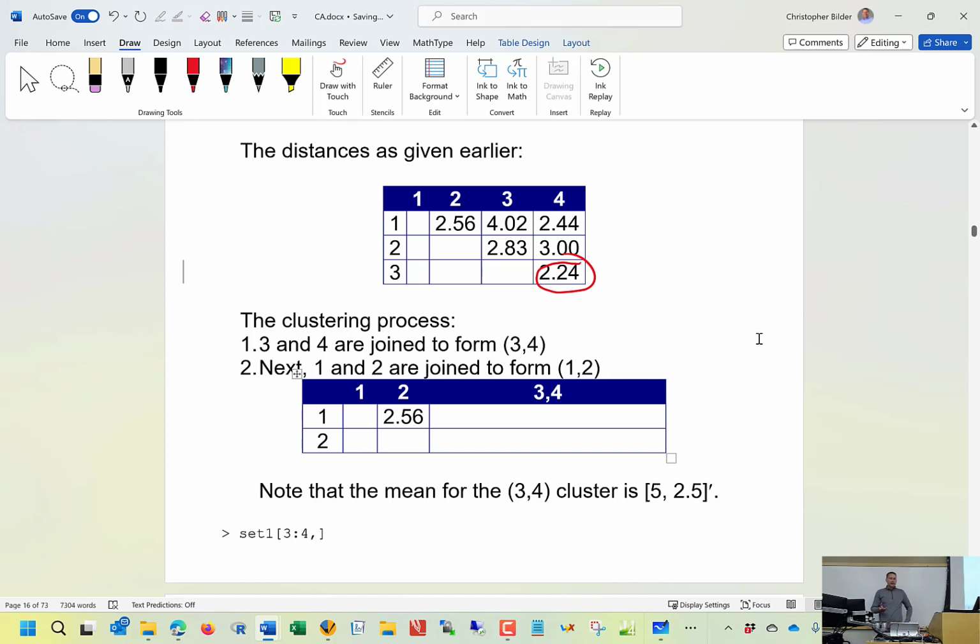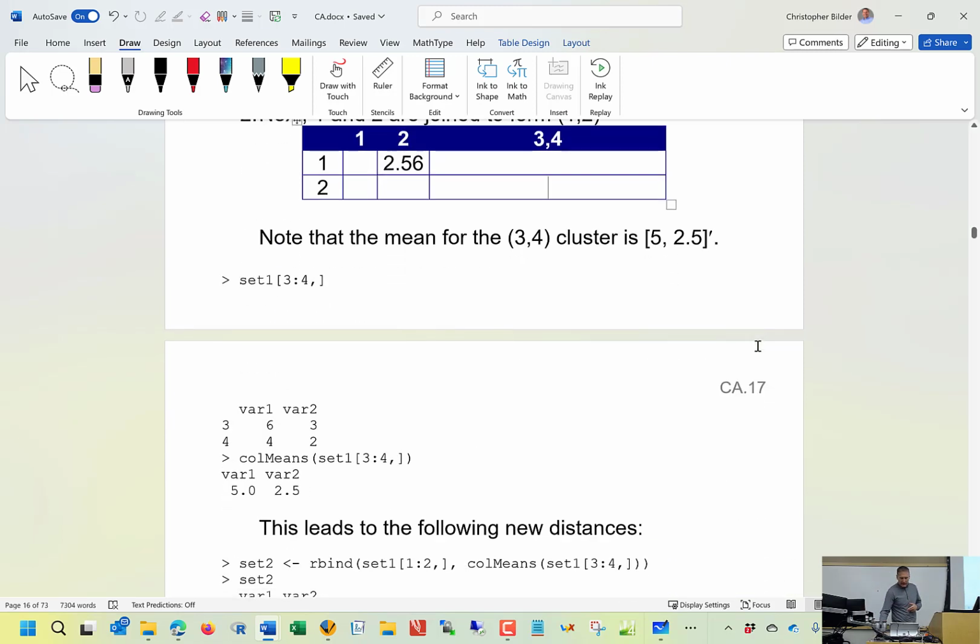But now I need to find the distance between the cluster that has just 1 and the cluster that has 3 and 4. What that means is I need to find the central point of the cluster that has 3 and 4. In other words, find the mean between observation 3 and observation 4. A simple way to do that is, here are observations 3 and 4. I use the column means function to find the column means when I just have observations 3 and 4. So that mean is 5 and 2.5.